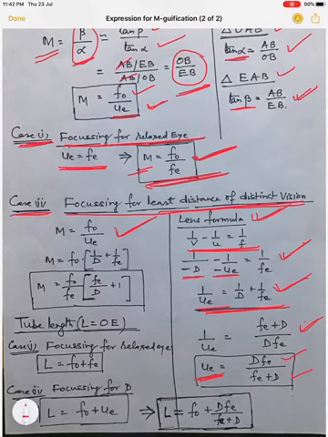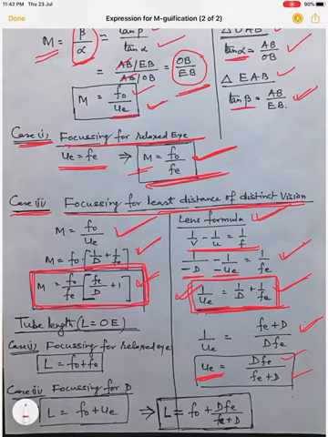Now come to the expression part. In place of 1 by ue, we put the values 1 by D plus 1 by fe. Further solving this, if we take 1 by fe outside the bracket, then f0 upon fe into bracket fe upon D plus 1 is the final expression for magnification of an astronomical telescope when it is focused for least distance of distinct vision.